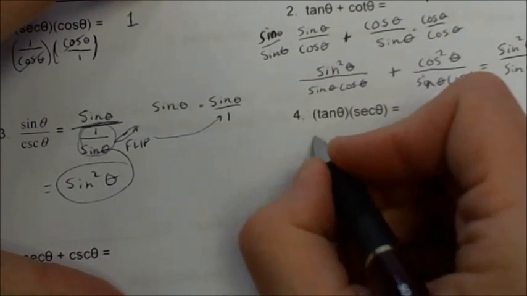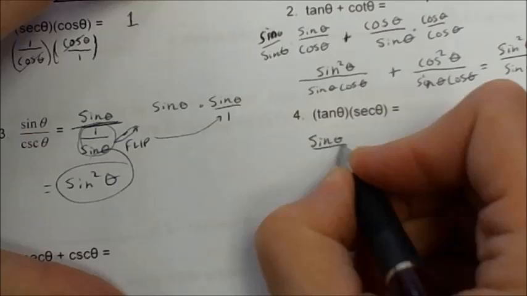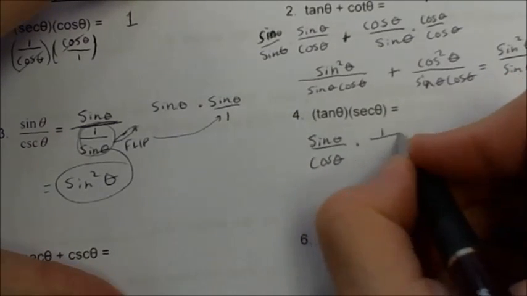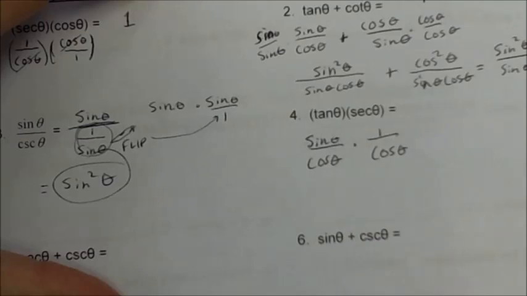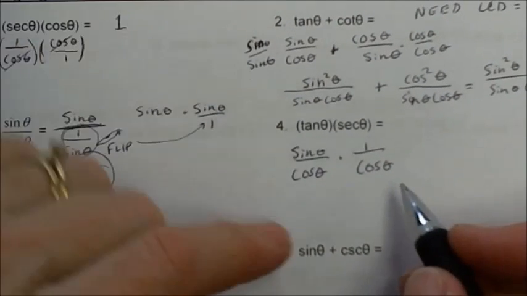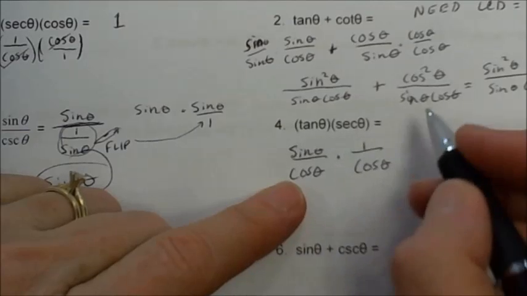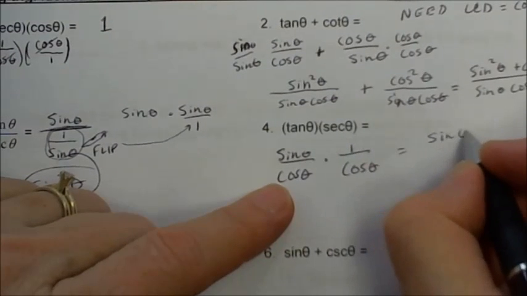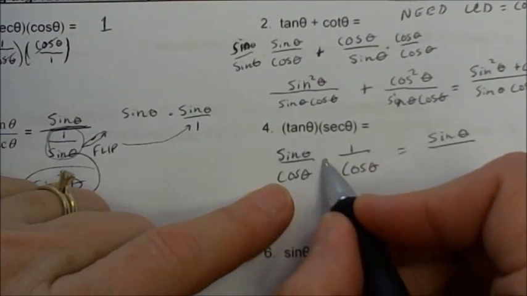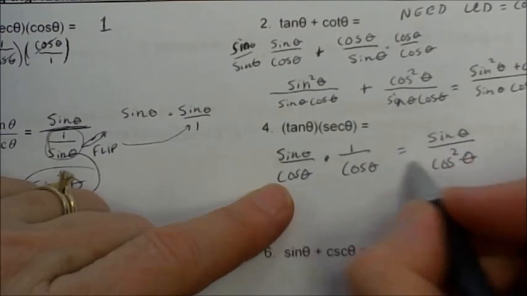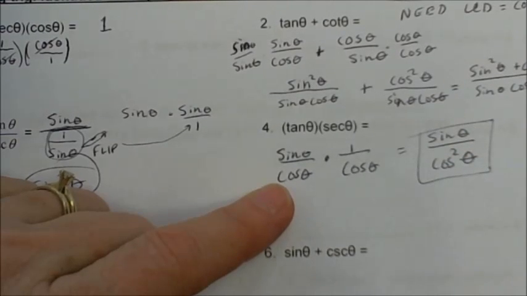The next one is tangent of theta, which is sine divided by cosine. The secant is 1 divided by cosine. Now when you multiply fractions, you multiply the top. Sine times 1 is sine of theta. And the bottom, cosine times cosine is cosine squared. Remember, you're multiplying the bottom. So that's the end of that problem.